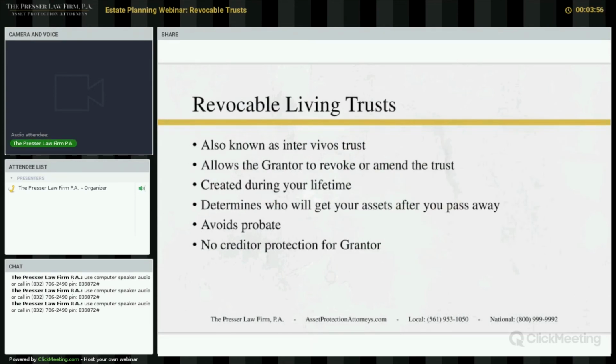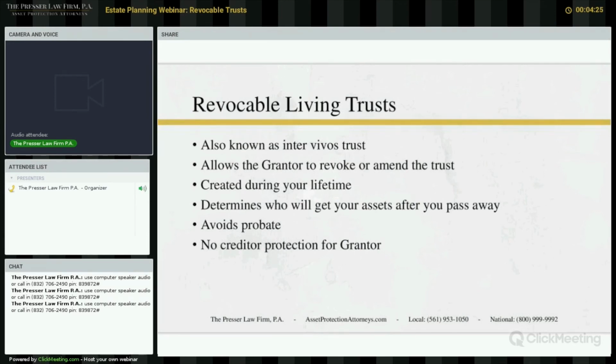So let's talk specifically about the revocable trust. You've probably heard it referenced as an inter vivos trust, and that's just a Latin term which says during life. So a revocable inter vivos trust is one that is created during life. Now you cannot create a revocable trust after death, because obviously you need to be able to revoke it, and only the grantor can revoke it, and after the grantor's death it would be irrevocable.